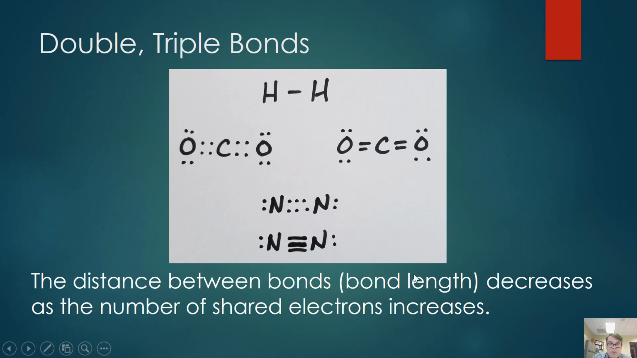And the distance between bonds, the bond length, not surprisingly, decreases as the number of shared electrons increases. So the distance between these two nitrogen nuclei is going to be smaller, a smaller number of angstroms than this, where you only have one bond. And a double bond is going to be somewhere in the middle. Okay, so there you have a little bit on covalent bonds. More to come.